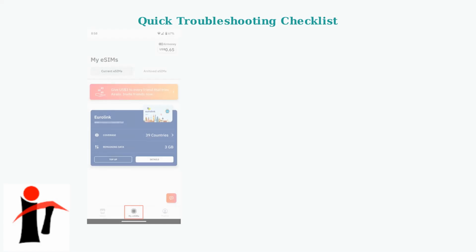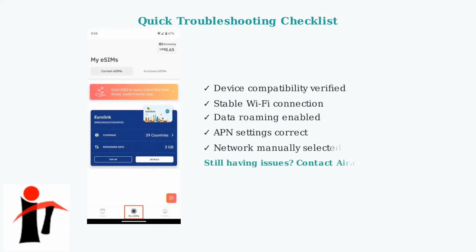Following these troubleshooting steps should resolve most Airalo eSIM activation and signal issues. Remember to check device compatibility first, ensure stable Wi-Fi for activation, enable data roaming, and verify your APN settings.